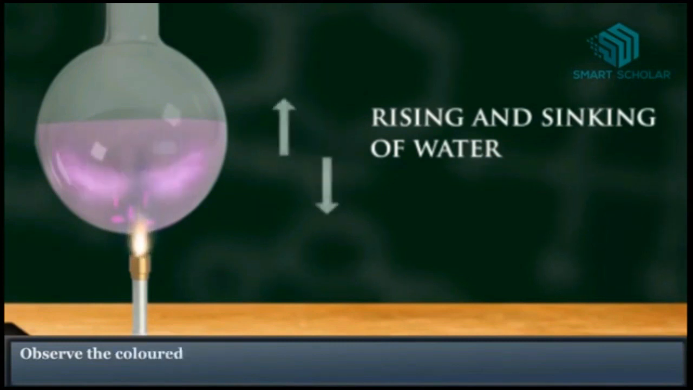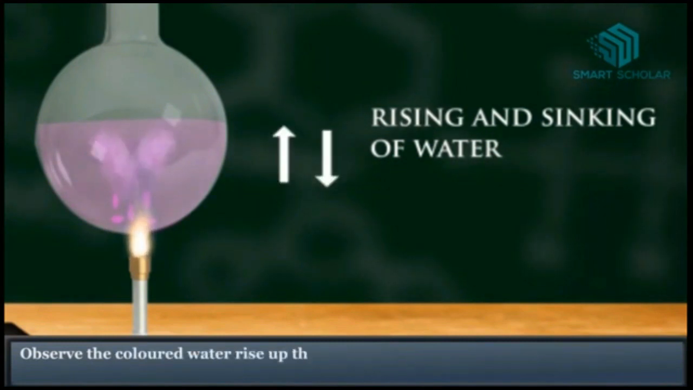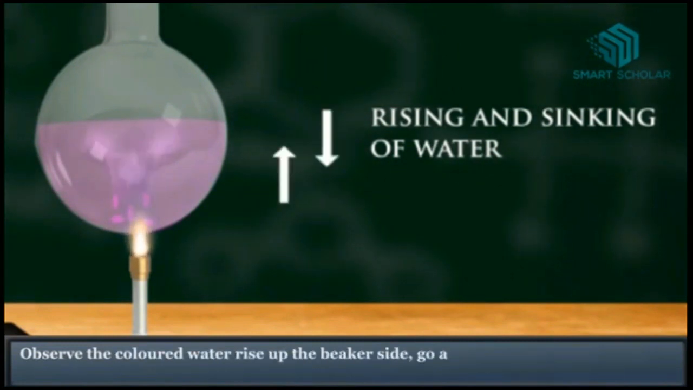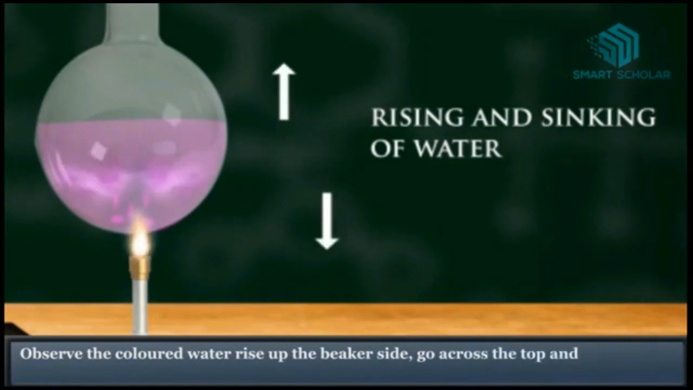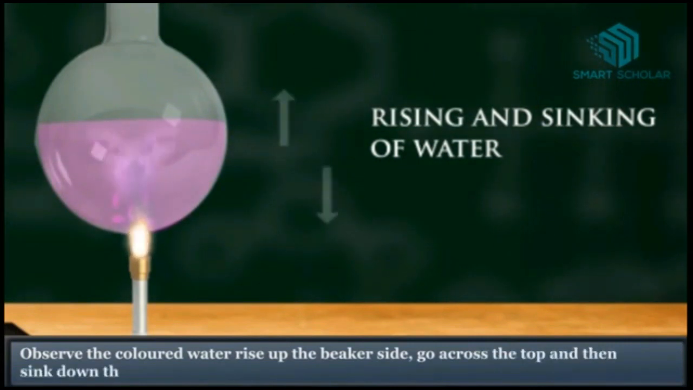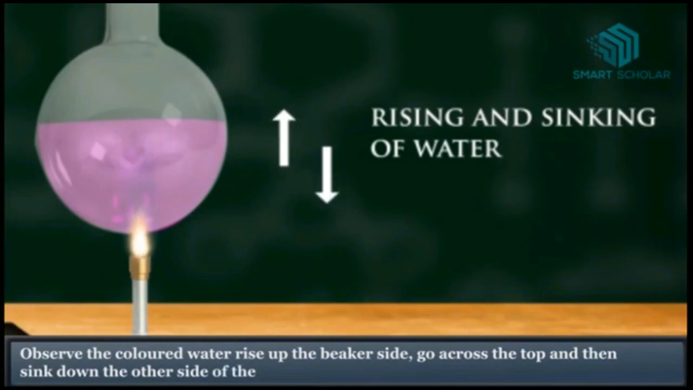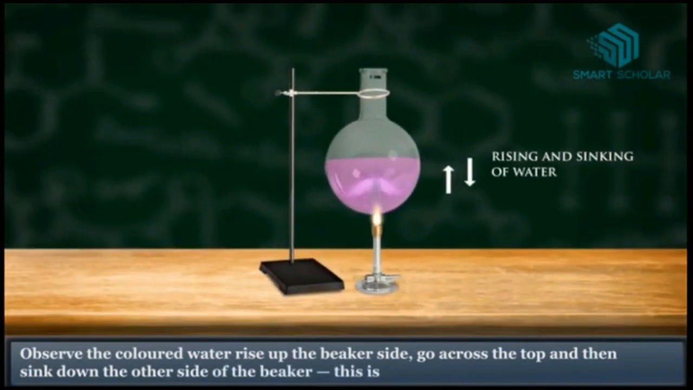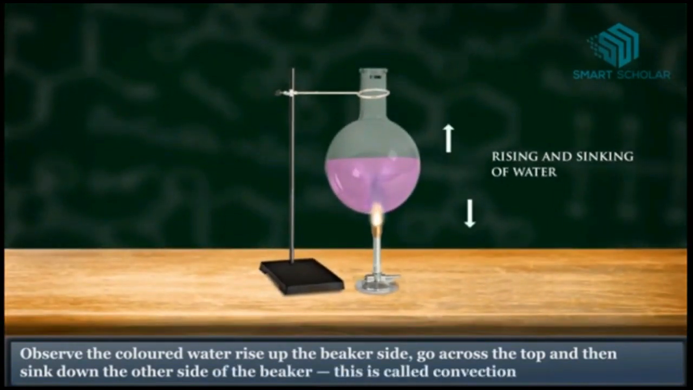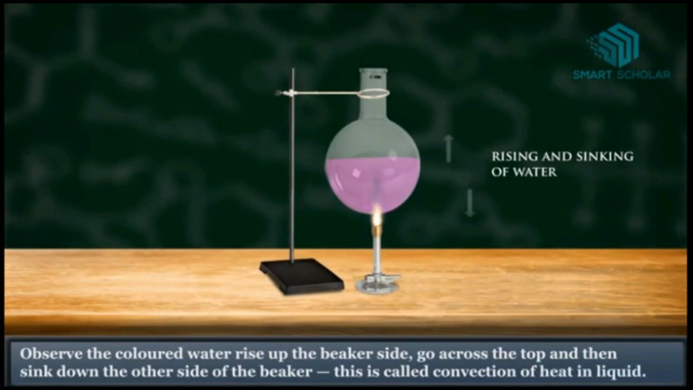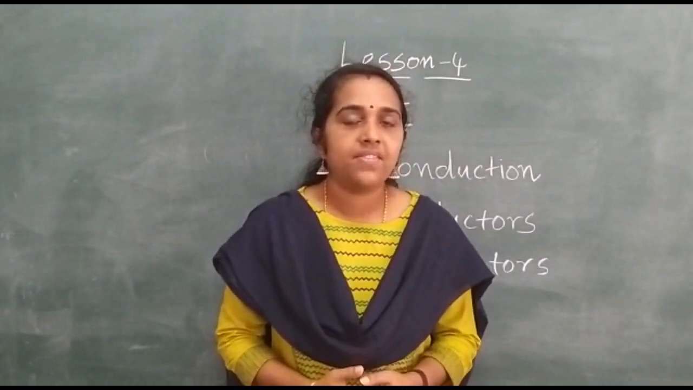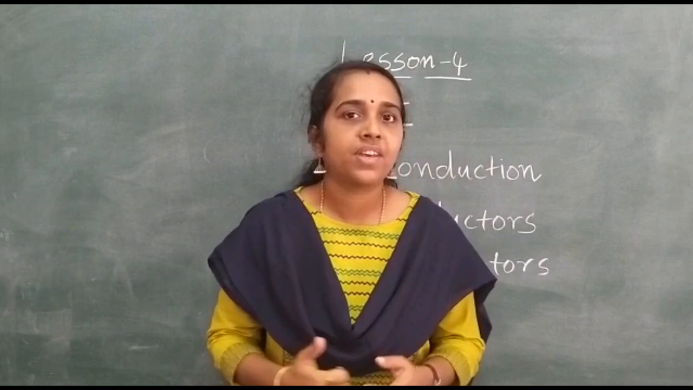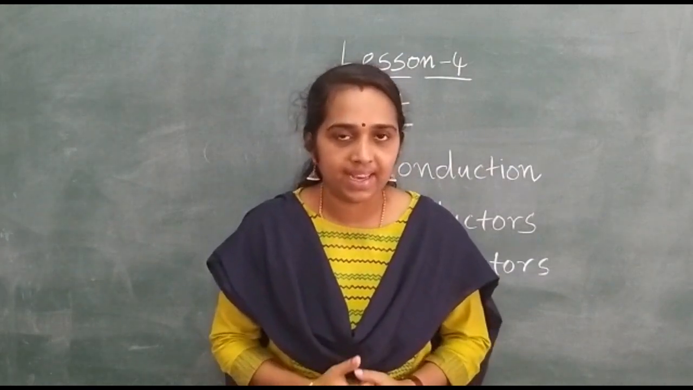Observe the colored water rising up the beaker side, going across the top and then sinking down to the other side of the beaker. This is called convection of heat in liquid. Convection is a mode of transfer of heat in liquid and gas.